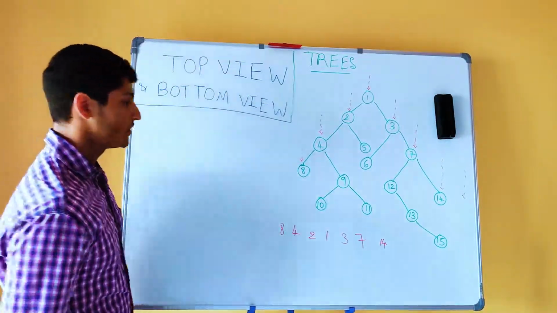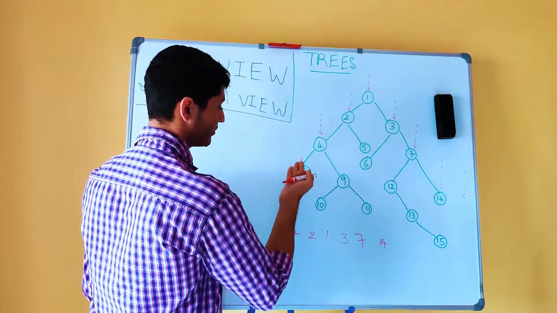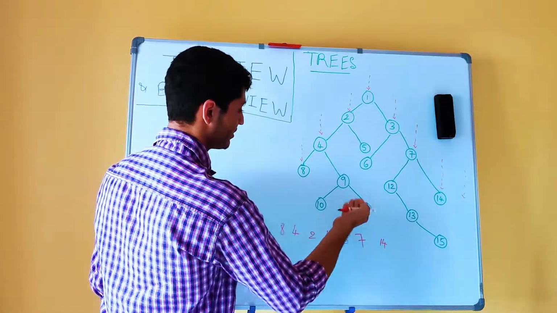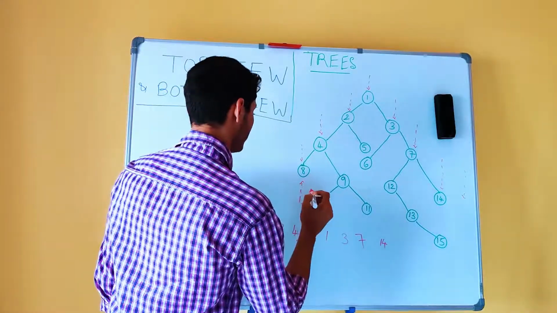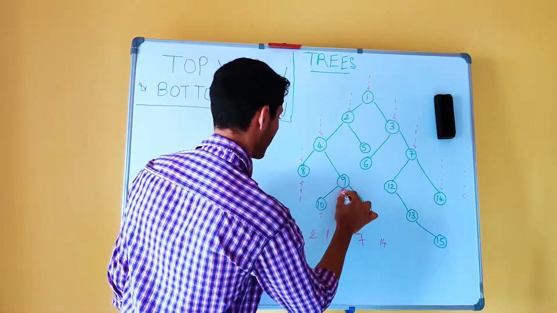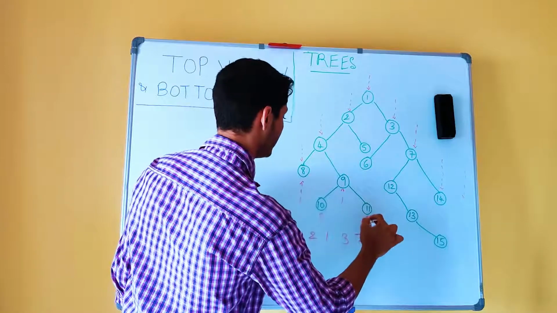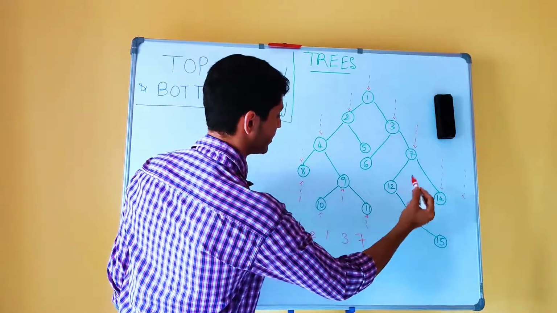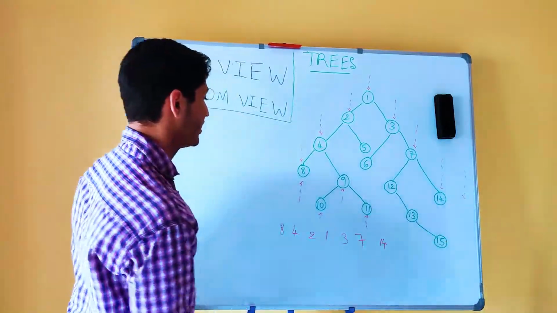Similarly, the bottom view would be however the tree would look if you see the tree from the bottom. So it will be 8, 10, 9, 11, 12, 13, 15 and so on.